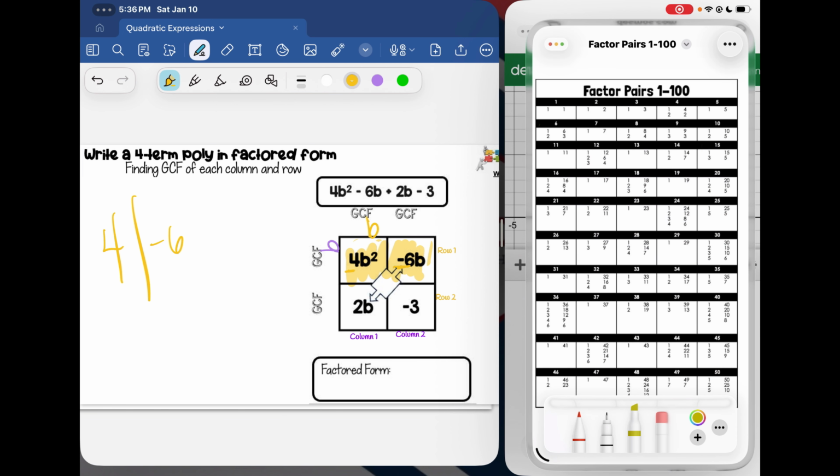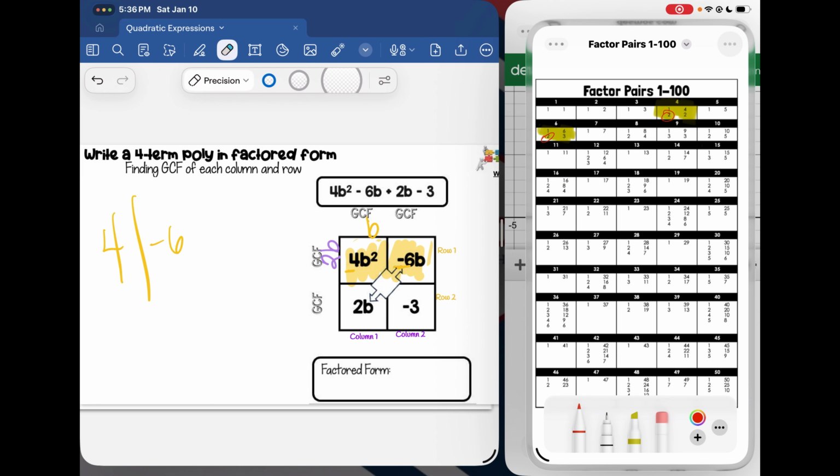On my factor pair sheet, here are the factors for 4 and here are the factors for 6. What's the biggest number that they have in common when I look at everything that's highlighted? Hopefully you say a 2. That's the biggest number that they have in common. So on the outside of this row, the greatest common factor would be 2 for my coefficients and b for my variables.